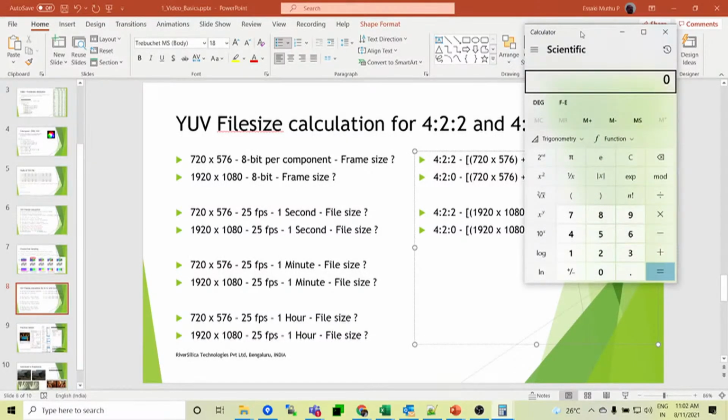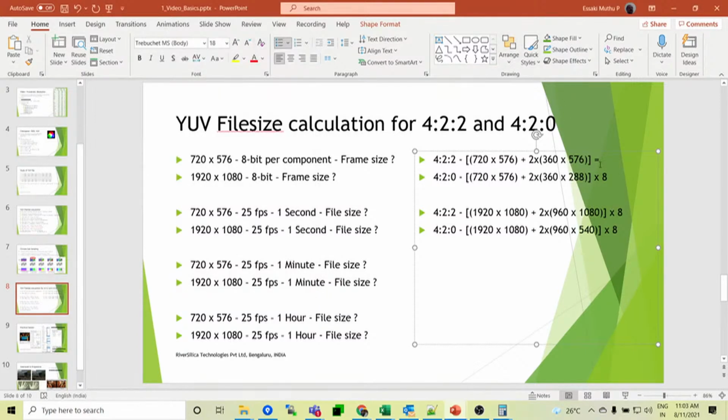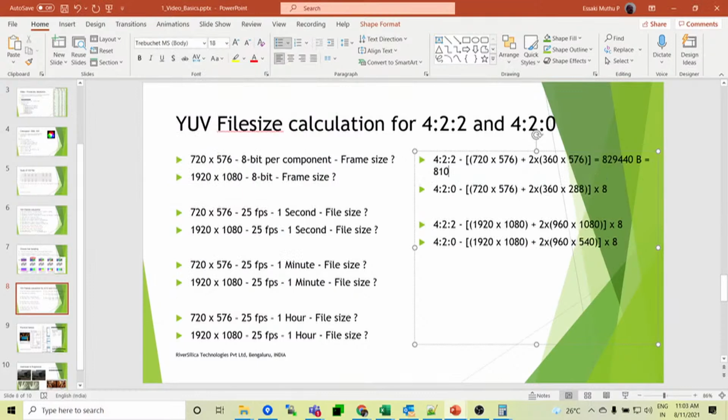What is the value here? It is 720 cross 576 is one value, plus 2 into open bracket 360 into 576 close bracket will give me this value, 829,440 bytes. So how do I convert into kilobytes then? Divide by 1024, 810 kilobyte.